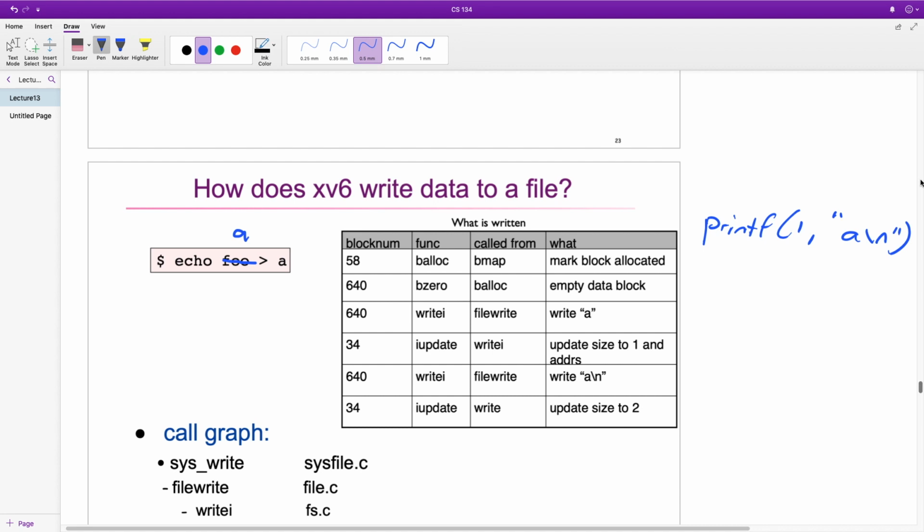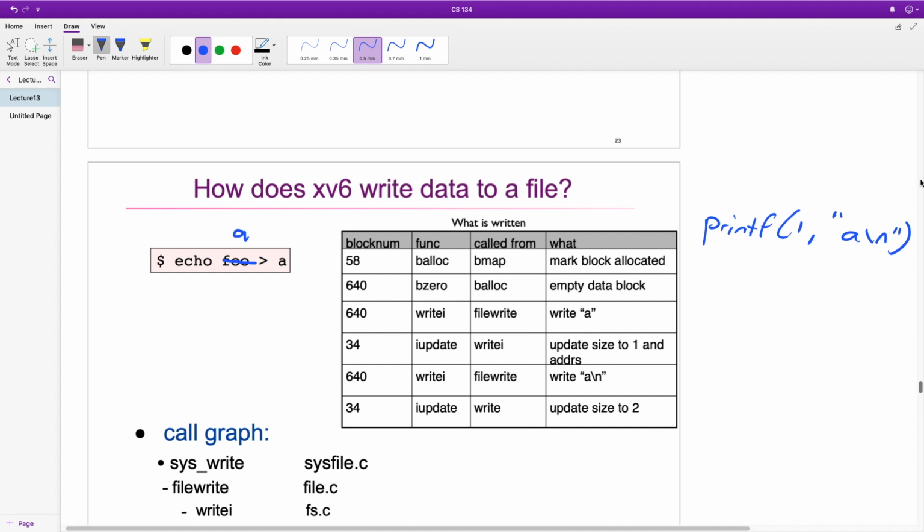So we get a write, and it's going to now write an A as the first byte of this new block. And the rest of the bytes are going to be 0, because we zeroed the block.